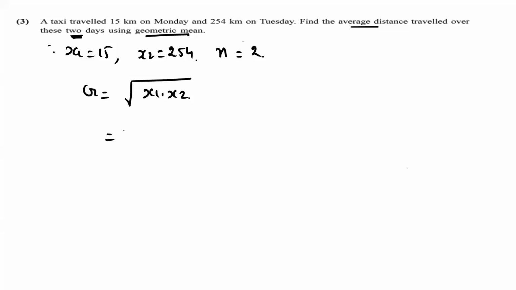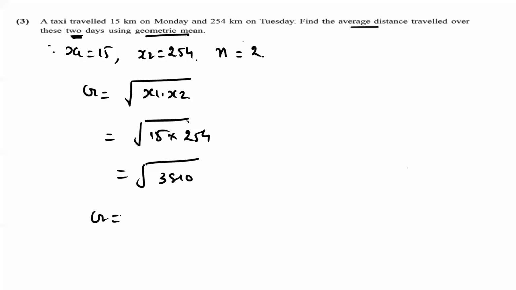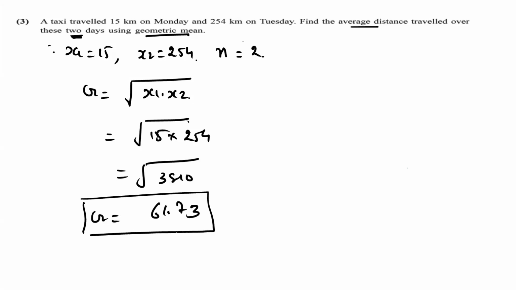Okay now? Yes. So now how to do? 15 into 254. Just multiply. 3810. Just find the root of that. 61.725. 725 we have to make 73. Okay. So final answer comes 61.73 kilometers. Okay. Any doubt? No.